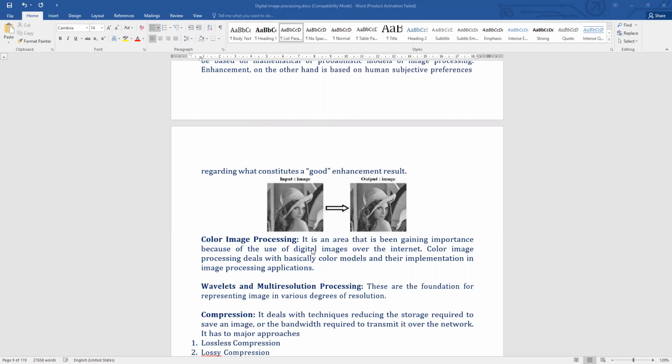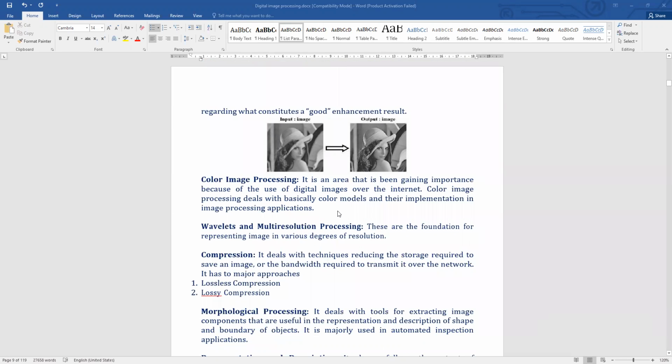So color image processing is also required. It's an area that has been gaining importance. कि डिजिटल इमेज में हम क्या इंटरनेट पे कलर इमेजेस को यूज कर रहे हैं. बेसिकली कलर मॉडल इंप्लीमेंटेशन इज द मोस्ट इंपॉर्टेंट इन डिजिटल इमेज प्रोसेसिंग. अब जो चेंज ओवर आ रहा है वो डिजिटल इमेज प्रोसेसिंग में कलर इमेज प्रोसेसिंग आ रही है.